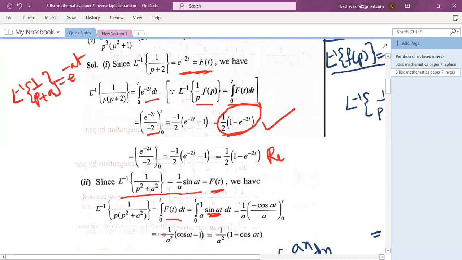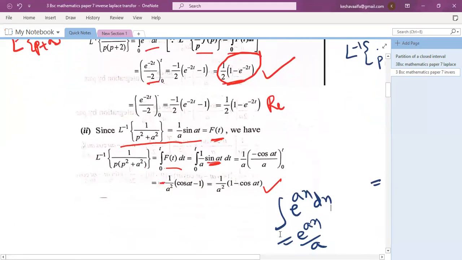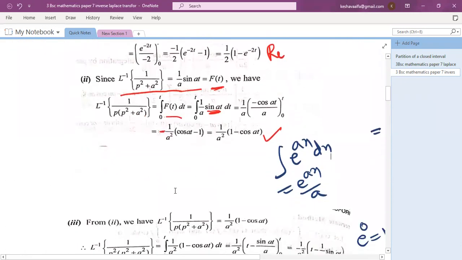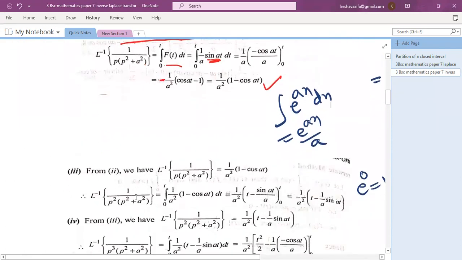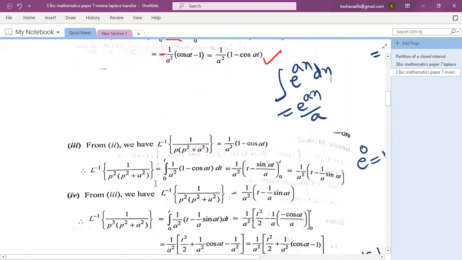So this minus can be taken inside. So 1 by a square 1 minus cos a t. That is L inverse of 1 by p into p square plus a square is equal to 1 by a square 1 minus cos a t. If the denominator has p square, then we have to do double integration. Already we know that L inverse of 1 by p into p square plus a square is 1 by a square 1 minus cos a t.